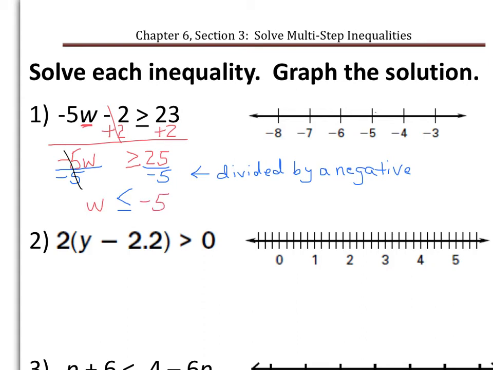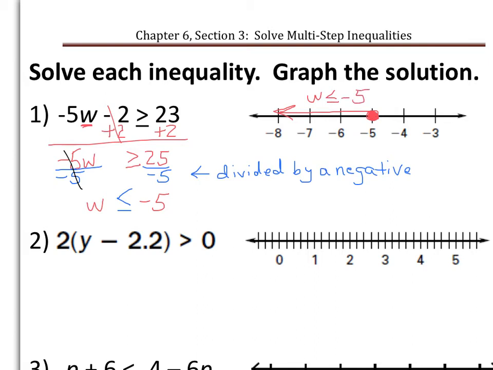So we're going to go right up there to our negative 5. We're going to fill in the point here because it can be equal to negative 5. And all the numbers that are less, remember, the more you go left, the smaller the number. So this is w less than or equal to negative 5.